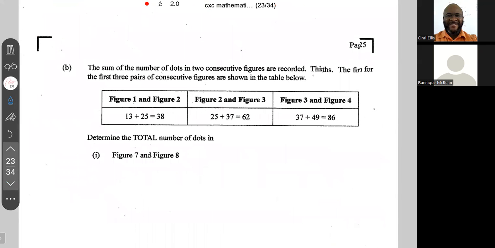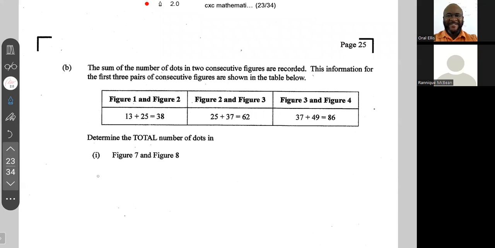Next, we are told that the sum of the number of dots in 2 consecutive figures are recorded. This information for the first 3 pairs of consecutive figures are shown in the table below. Determine the total number of dots in figure 7 and figure 8.